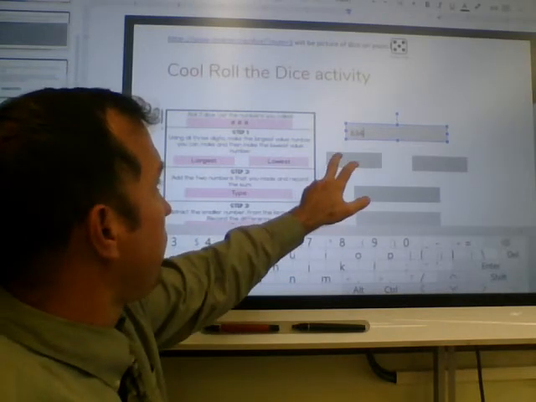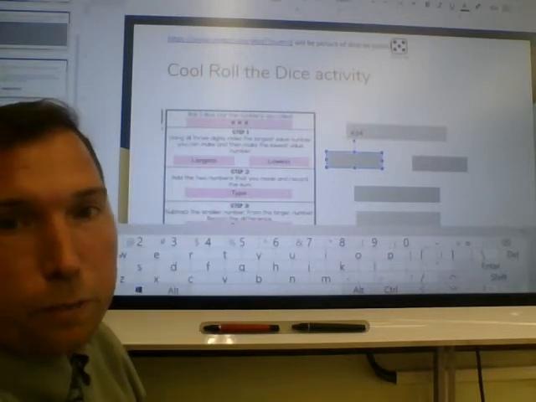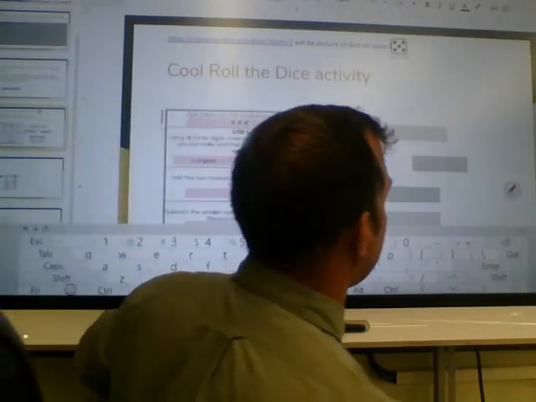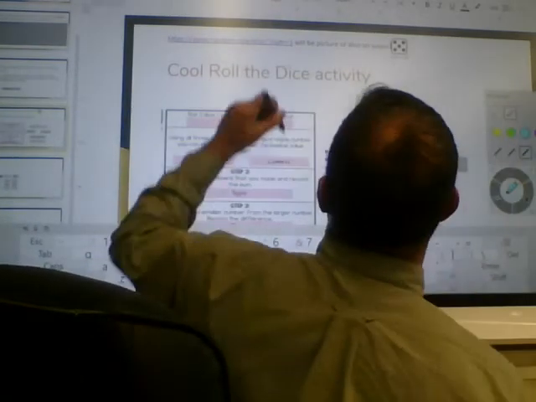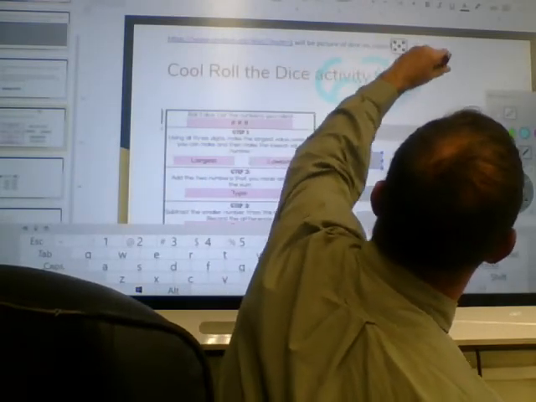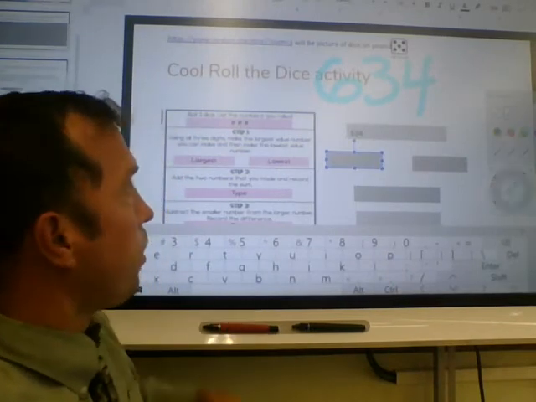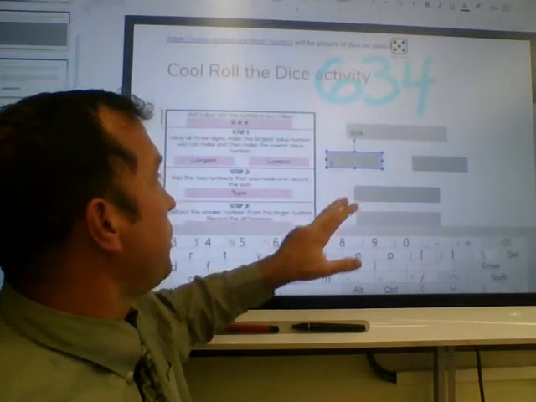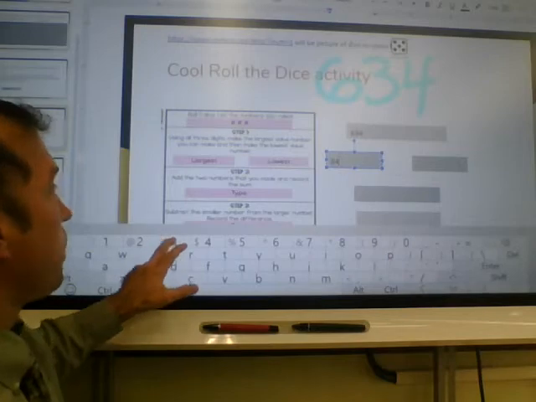Now what it wants me to do is figure out the largest number I can make using 6, 3, and 4. And I'll write those nice and big for you to see. So my numbers are 6, 3, and 4. So the biggest number I can make, I want to start with the biggest number. The biggest digit I have is 6, followed by 4, and then followed by 3.